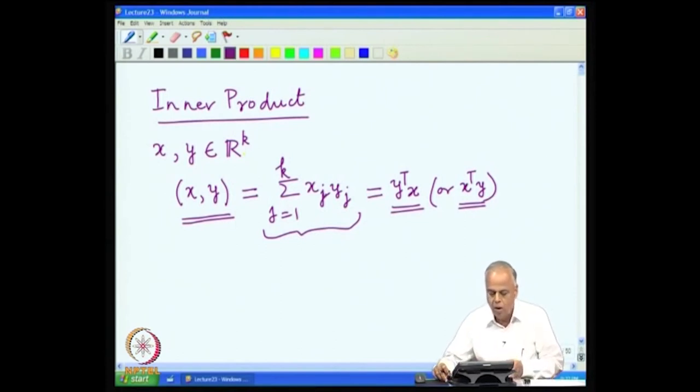Then we found some important properties of the inner product, which was that the inner product was distributive, and the inner product of a vector with itself gave the length squared, and that is 0 only when the vector is 0. And the most important thing that the inner product induces and which we shall be focusing on is the notion of orthogonality.